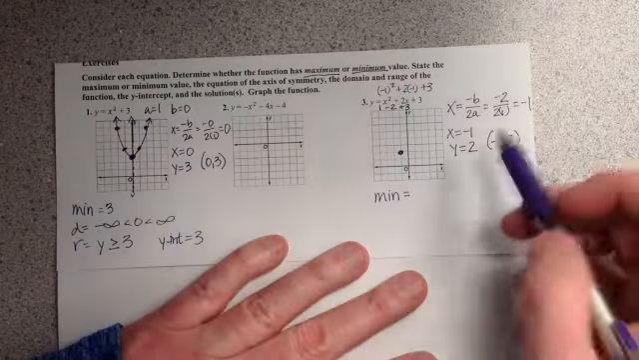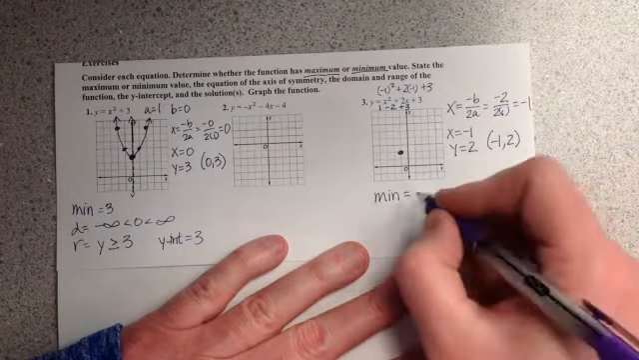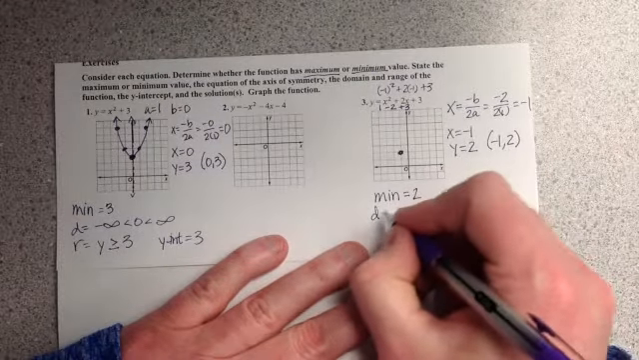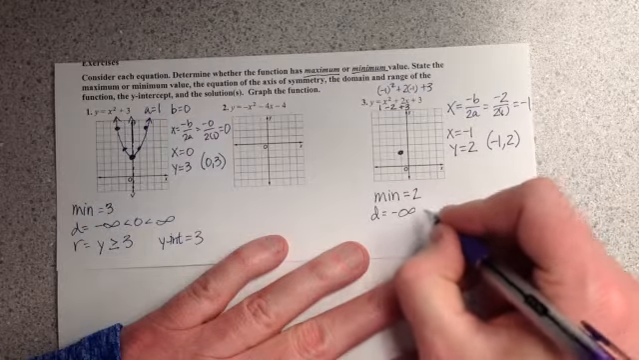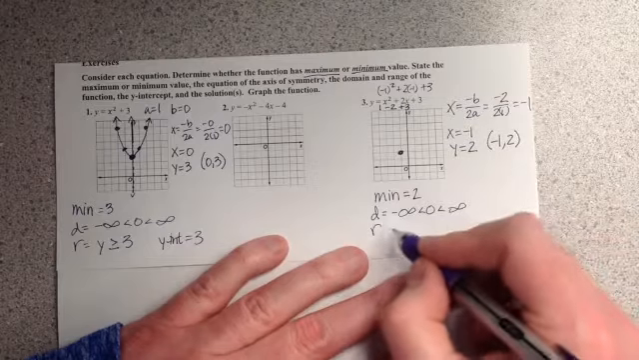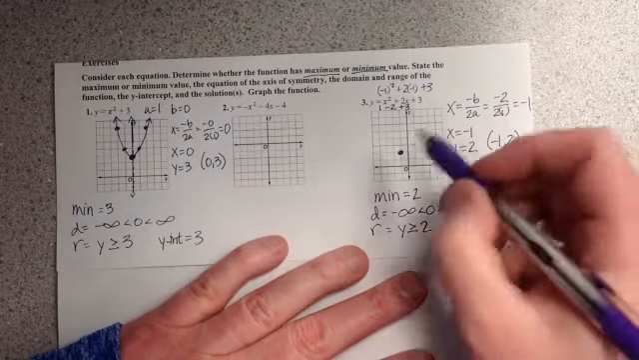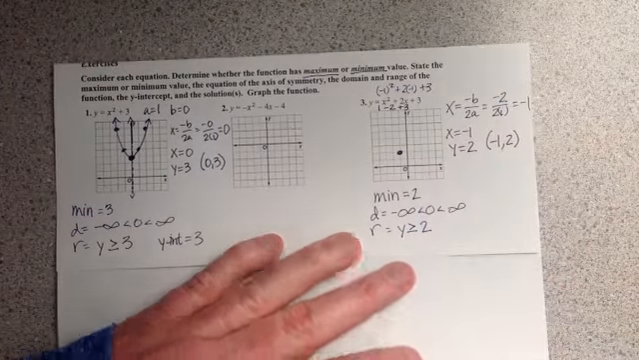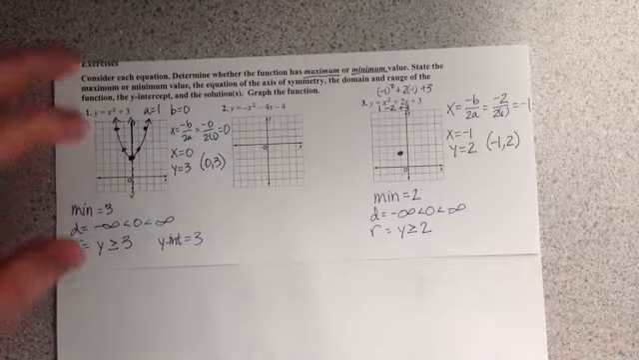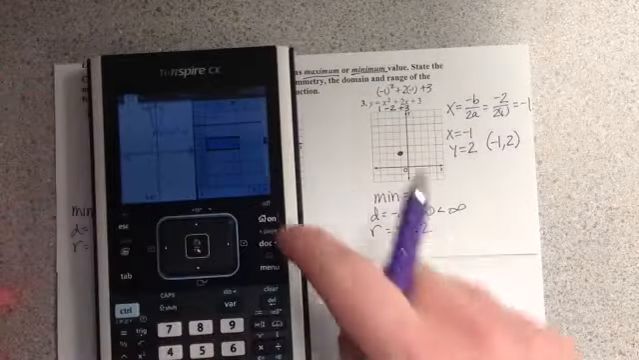You with me so far? So we've got our vertex. Now we know our minimum value is 2. We know our domain is negative infinity is less than x, which is less than infinity. And we know our range, y is greater than or equal to positive 2, because that's the y value of the vertex. And the last thing we need now is the y-intercept. We don't know that yet, so let's use our calculator to graph this puppy.